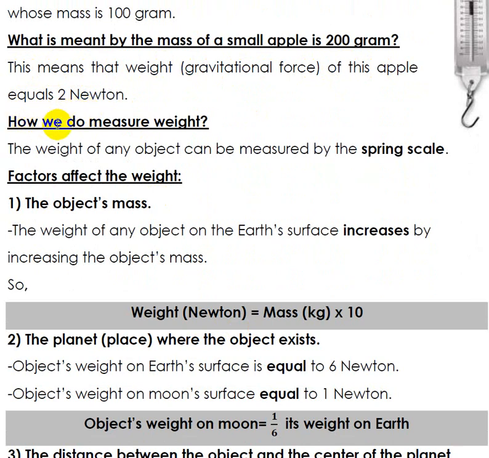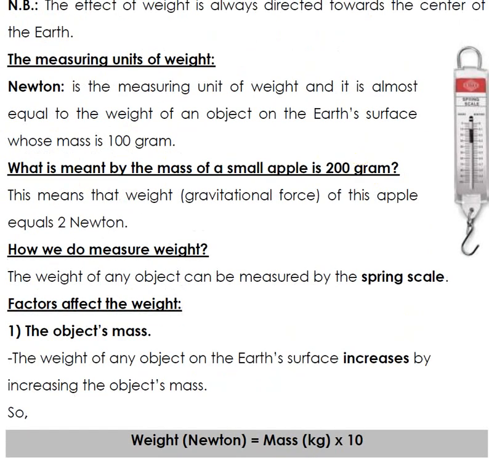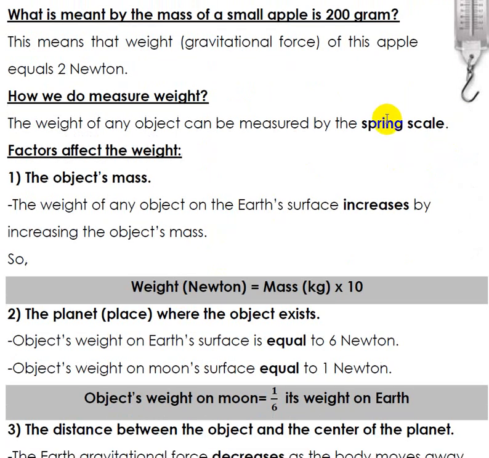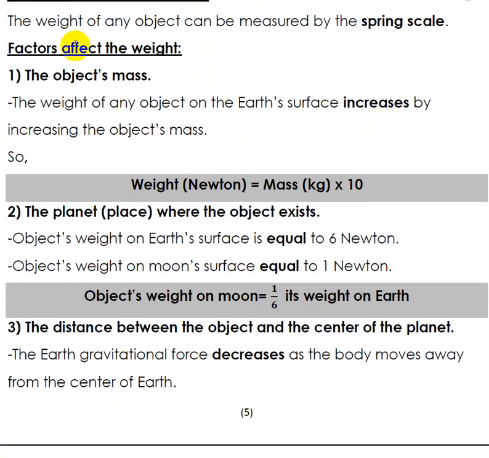How do we measure the weight? The weight of any object can be measured by the spring scale. What is a spring scale? This is the shape of a spring scale. Do you see? We hang the weights here, and then we read the value here in units. Okay, so this is the spring scale.